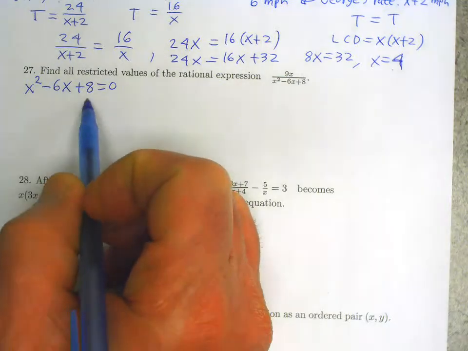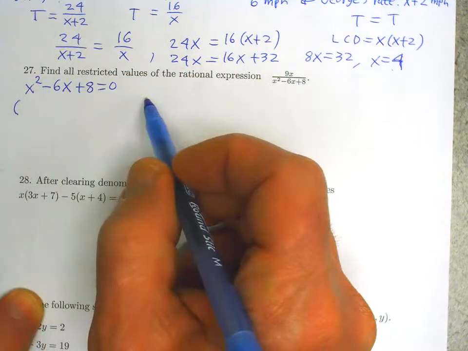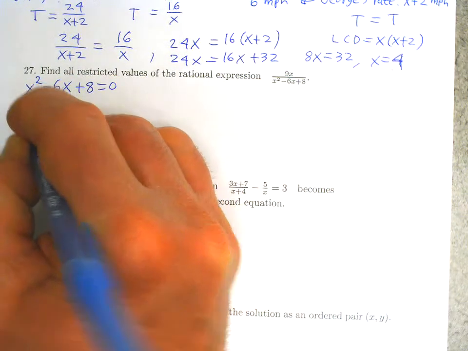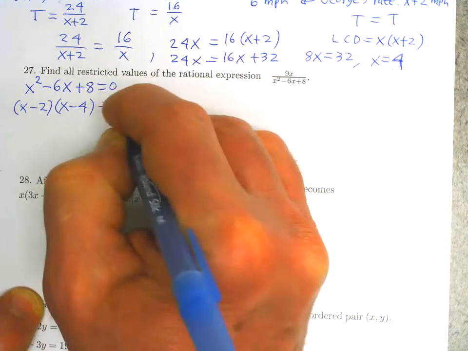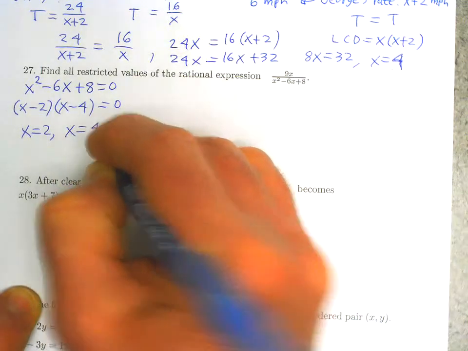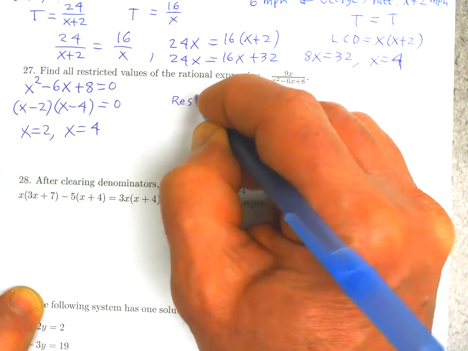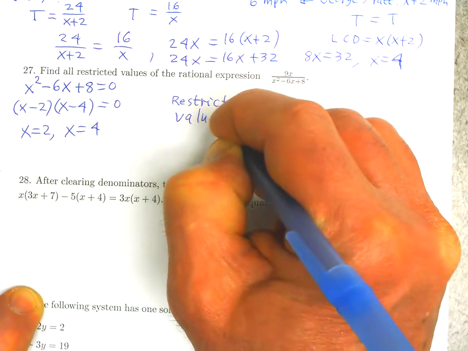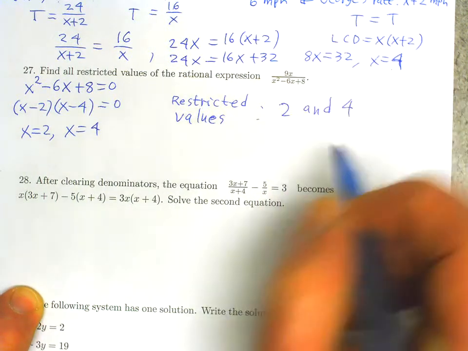Well, we can solve this by factoring easily enough. If you can't see how to solve it by factoring, you can always use the quadratic formula. But one factor is x minus 2, the other one is x minus 4. The solutions to this equation are positive 2 and positive 4. So the restricted values are 2 and 4 for x.